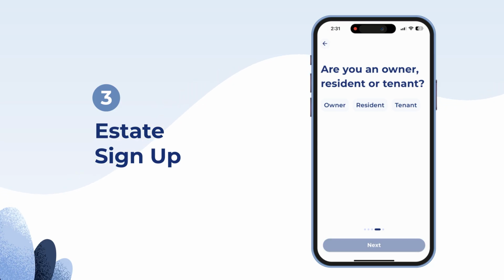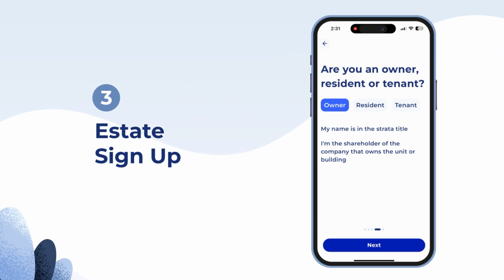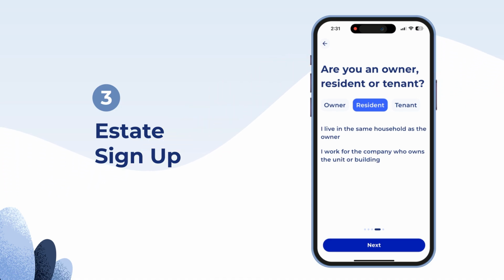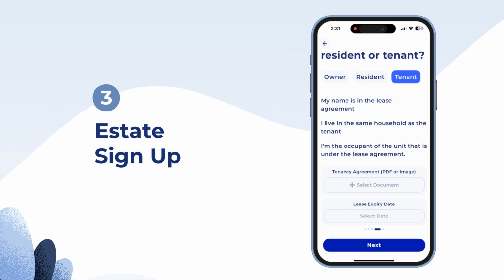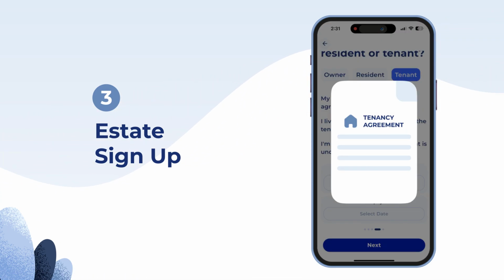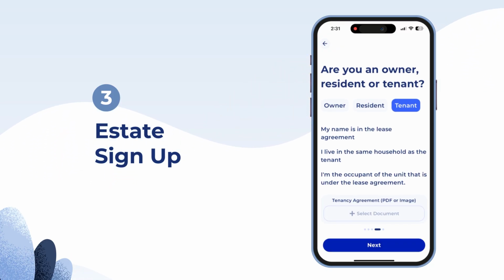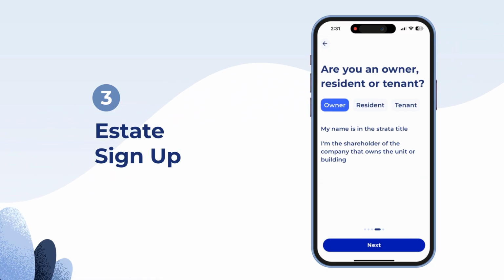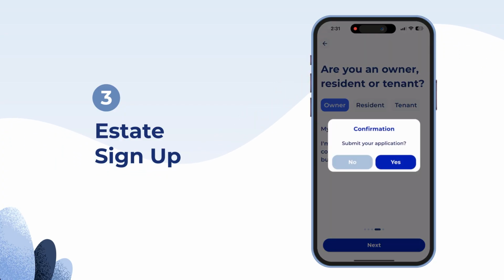Finally, you'll need to select your identity in the estate. Are you an owner, a resident, or a tenant? If you are a tenant, please upload your tenancy agreement and select your lease expiry date. After selecting your role, click the Next button.